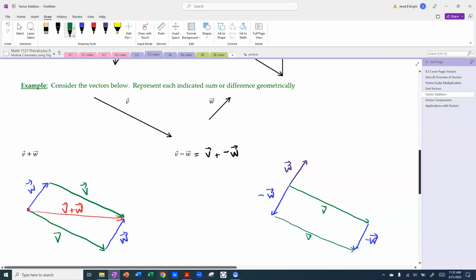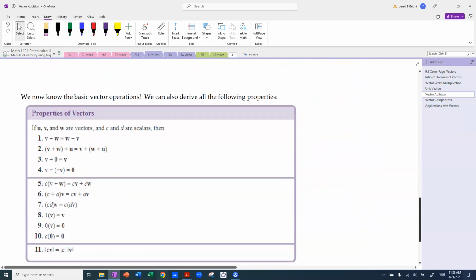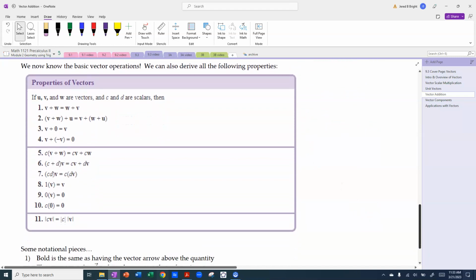Here's v. And then my resultant is still going to start with that common initial point and go to where the vectors meet each other. It's still a diagonal, just maybe different than the w plus v case. V minus w, something like that. So big takeaway, we can do subtraction just as well as addition. And in fact, with both scalar multiplication and addition and subtraction known, we get a bunch of properties.